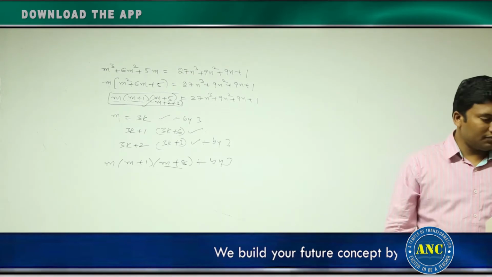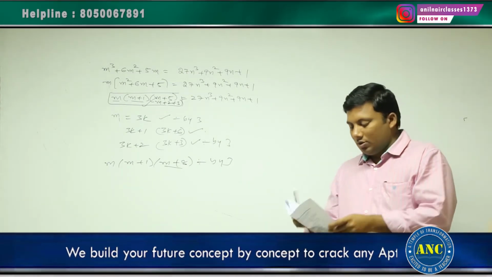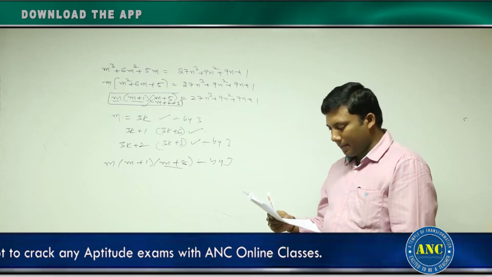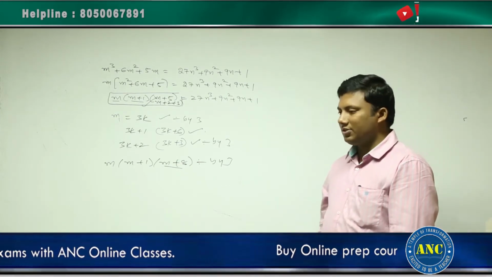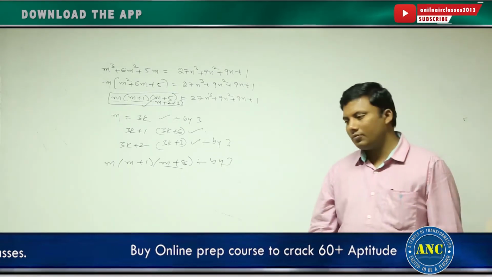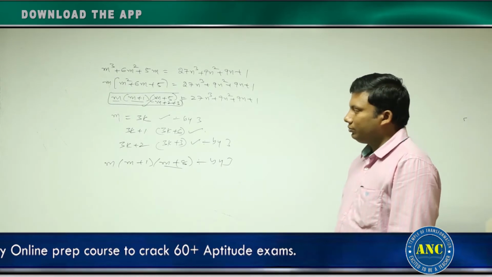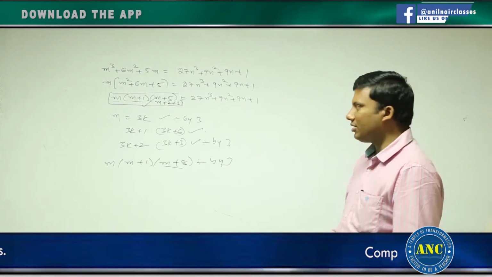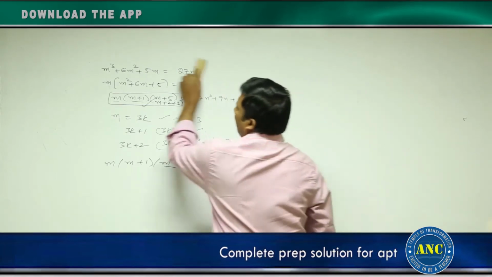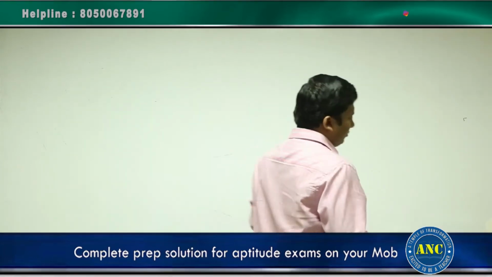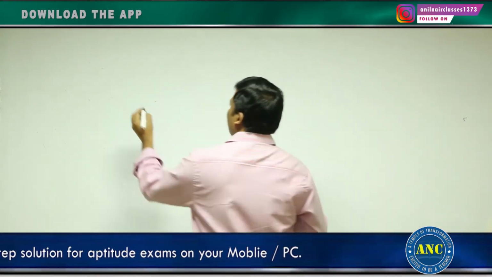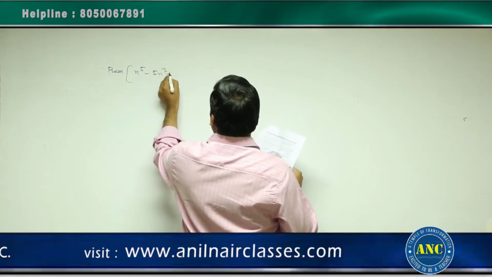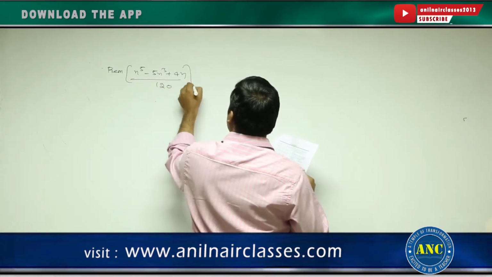Next. Find the sum of all the remainders when n power 5 minus 5n cube plus 4n is divided by 120. Question clear, right? Very easy.